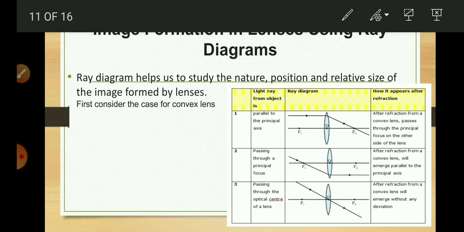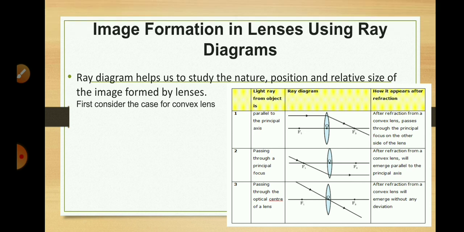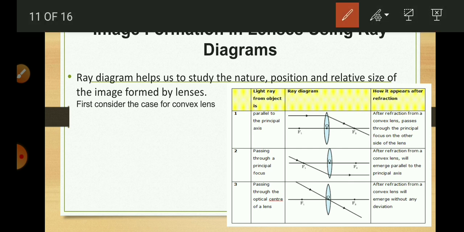Okay. Now we will see the rules for image formation for the convex lens. There are 3 rules for the convex lens. First rule is what? A ray of light which is parallel to the principal axis, after refraction passes through the focus on the other side of the lens. We can see this in this figure. That is, the ray which is coming parallel to the principal axis, after refraction, passes through the focus on the other side of the lens.